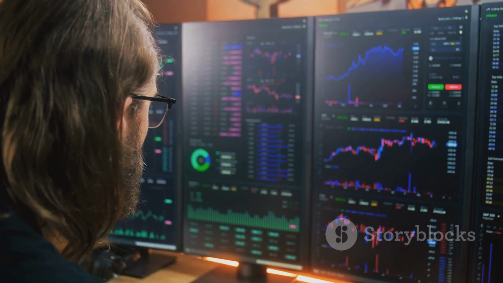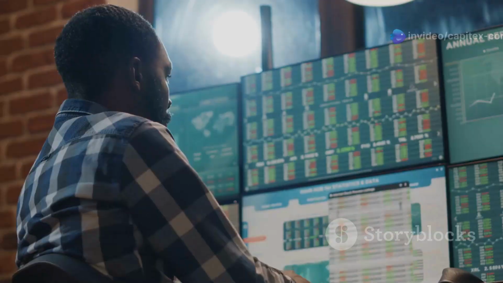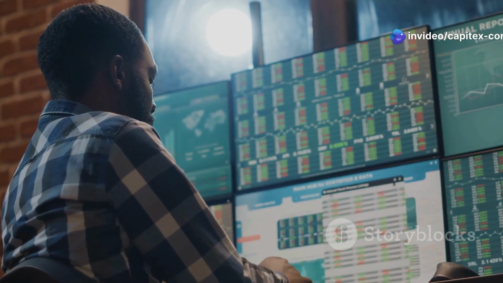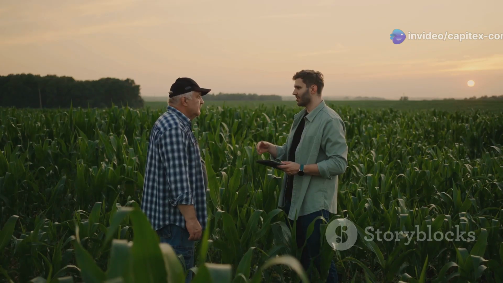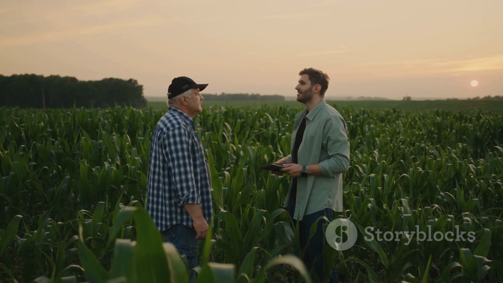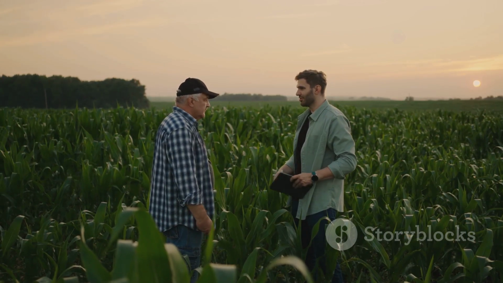There are various strategies for managing risks in derivative markets. Hedging is a common approach. It involves taking an offsetting position in a derivative to reduce the risk of an existing position. For instance, a farmer can hedge against falling crop prices by entering into a futures contract to sell their produce at a predetermined price. Diversification is another key strategy.